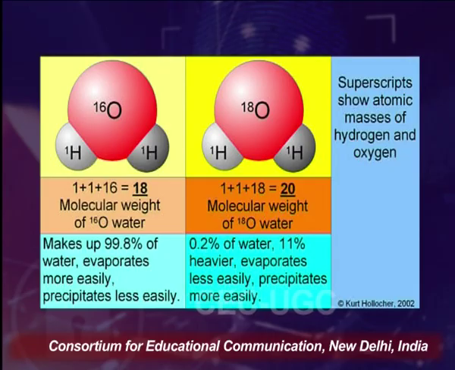So the difference in the atomic masses of oxygen 16 and oxygen 18 makes a variation in the water molecules also. This helps us in the identification of various specimens, that is, what kind of stable isotope is present.